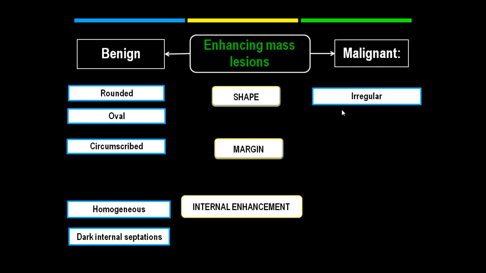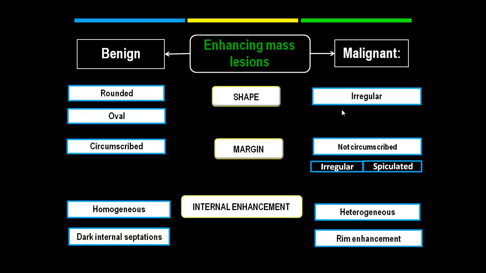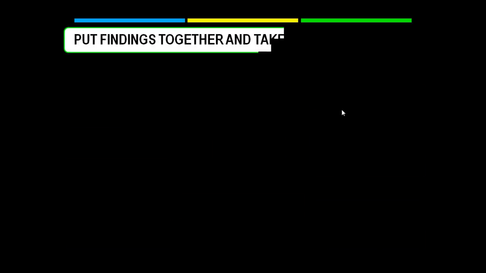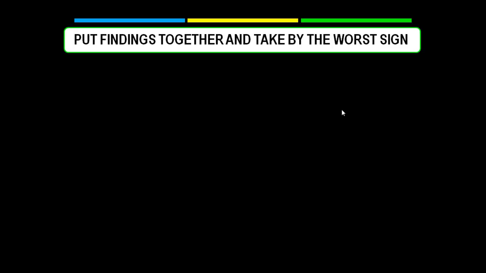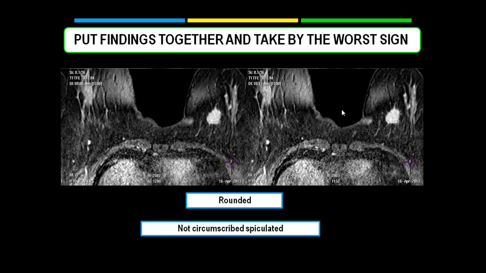While if we have an irregularly shaped mass lesion with not circumscribed margins, which might be either irregular or spiculated, and it shows a heterogeneous pattern of contrast uptake or a rim enhancement, then most probably it is a malignant lesion. We also have to put findings together and go by the worst sign. For example, this lesion can be described as rounded, it has not circumscribed, spiculated margins, and it has a homogeneous pattern.